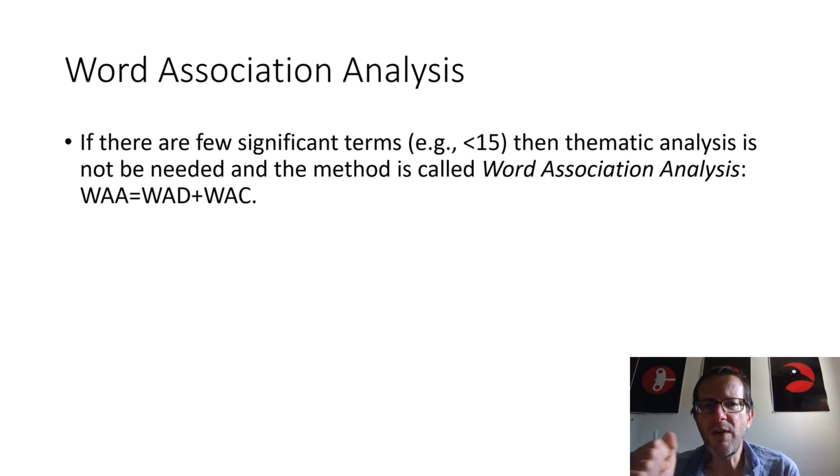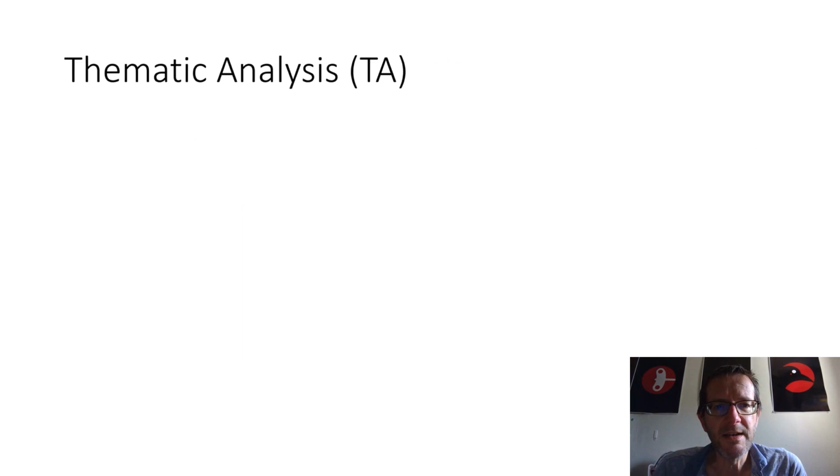So if you have only a few significant terms, less than 15 for example, then you don't need a thematic analysis, and you can probably just report the word association context, just list the context that you found. Then the method is called word association analysis, so it's a kind of smaller version of WATA. If you have more than 15, then thematic analysis needs to be applied to cluster the terms into themes.